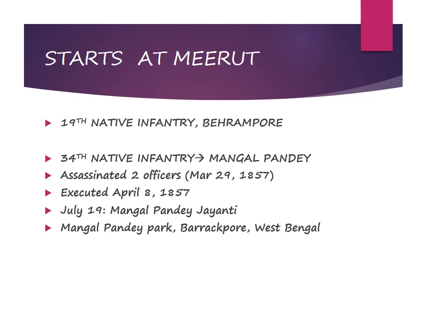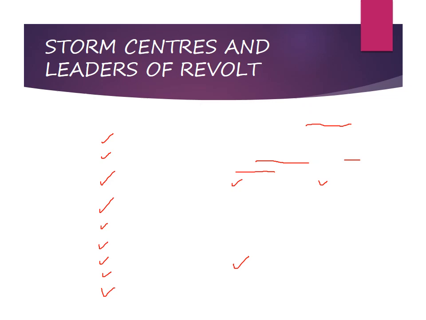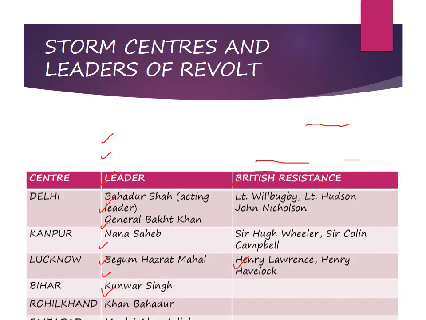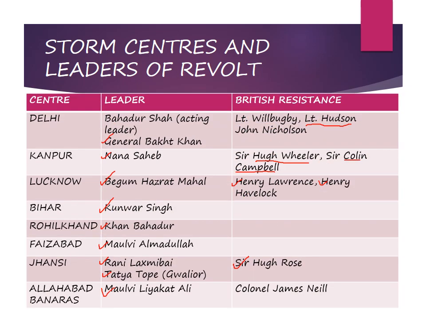Now, the Mughal dynasty was always seen as a traditional symbol of India's political unity. Thus, Bahadur Shah, who was old and powerless, was proclaimed the Emperor of India. He was just a symbolic head. In Delhi, Bahadur Shah was just the acting leader. It was General Bakht Khan who led the Bareilly troops.